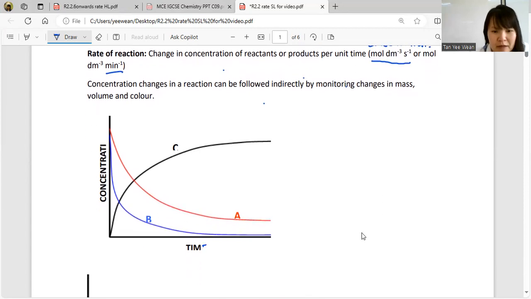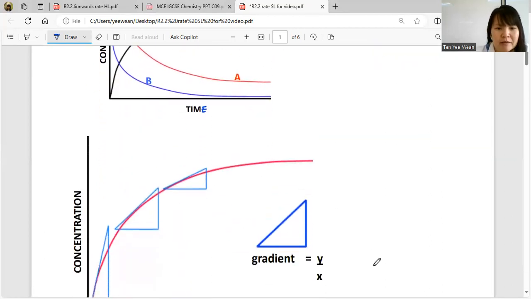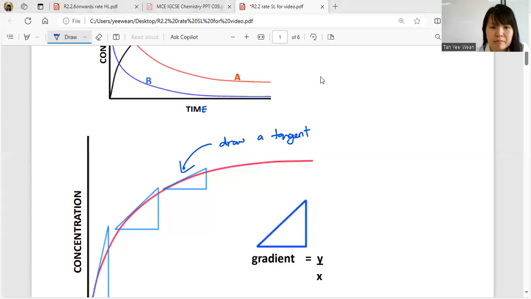So this is a graph of time and concentration. Concentration here is in mole per dm cube, and time can be in seconds or minutes. So where do we get the rate from this graph? We draw a tangent and we calculate the gradient.